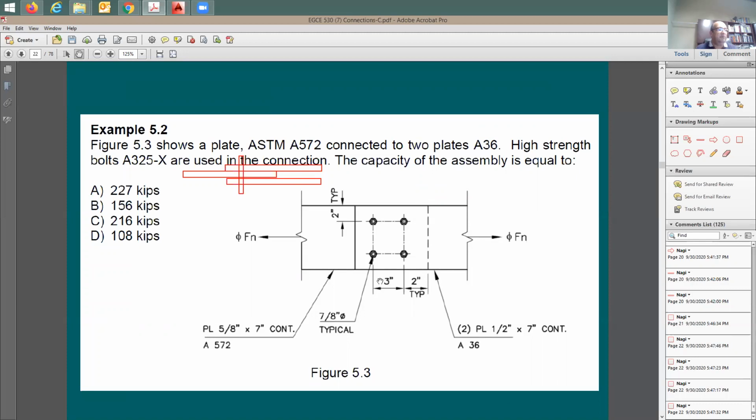Okay, the bolt size is going to be 7/8 of an inch, and it says it's going to be A325-X high-strength bolts. And for the plates, it says it's going to be A572, with 1 plate connected to A36, 2 plates. So I have the same thing. I have 3 items here that I need to figure out the strengths for. I have 2 plates on one side, and for that I should be able to figure out the tension strength, which means the strength of these 2 plates in tension, and the strength of this single plate, grade 50, in tension, and the strength of 4 bolts exposed to shear as double shear. Okay?